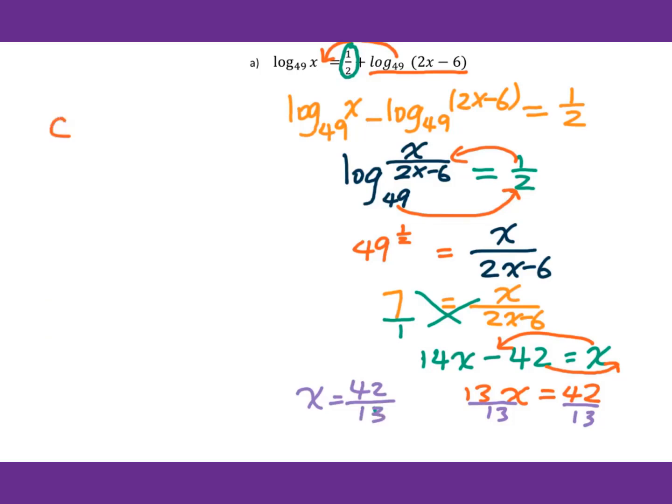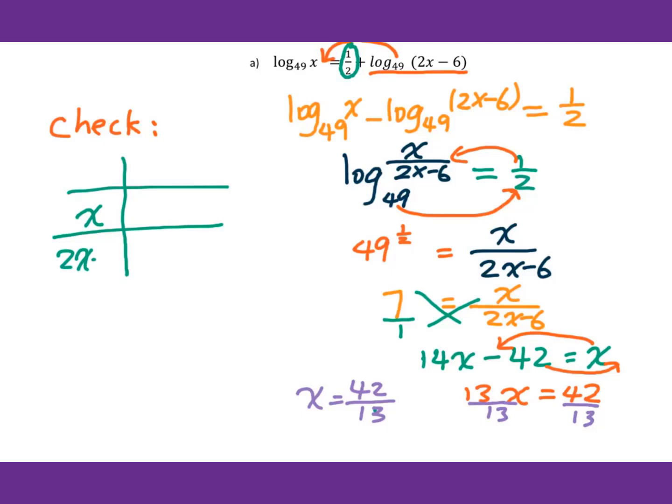Now you need to check whether this solution is an extraneous solution. Therefore, just check the arguments. We have two arguments for this equation. We have x, and we have 2x minus 6. 42 over 13, we plug in. Make sure it's positive. If it's positive, we put the check.